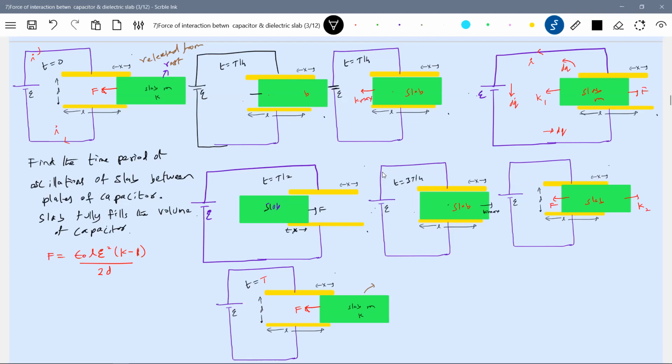And now there will be some kinetic energy. So how will the current flow? The current will flow here. Let there be some initial current flowing, so I'm avoiding it. This will be the current, this will be the charge. This is a time less than T by 4. Here it will have some kinetic energy.